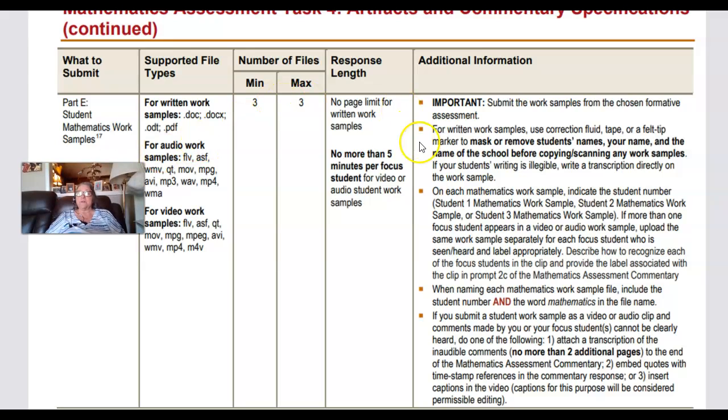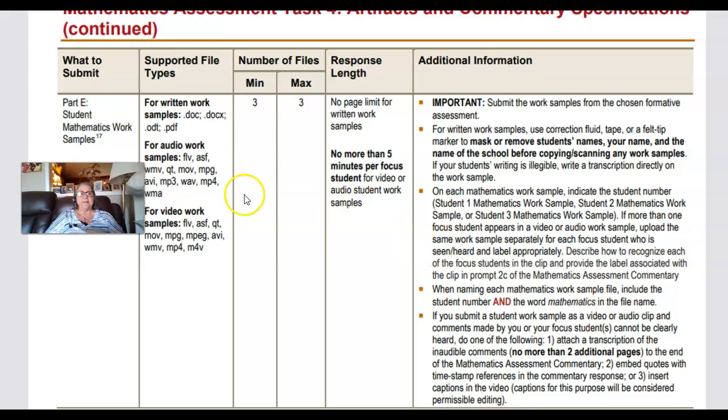And then for the written work samples, you want to remove the student's name and your name and any other identifying marks and scan those or somehow make them into one of these document files here. Now, you're going to name these files Student 1 Mathematics Work Sample, Student 2 Mathematics Work Sample. They say that so that when it comes time for you to upload into Pearson, you will be able to discern which of the work samples, because there's 2 sets of work samples for task 4.